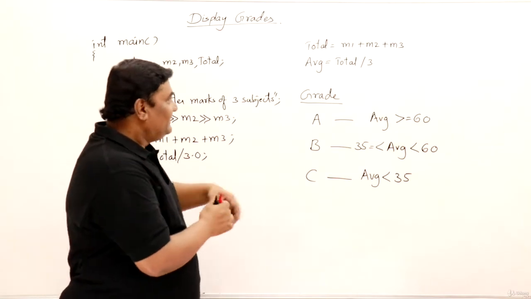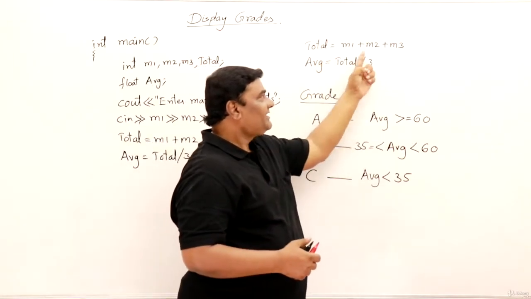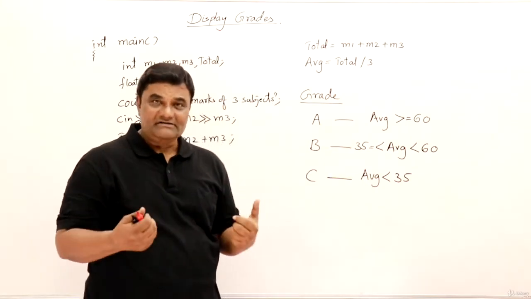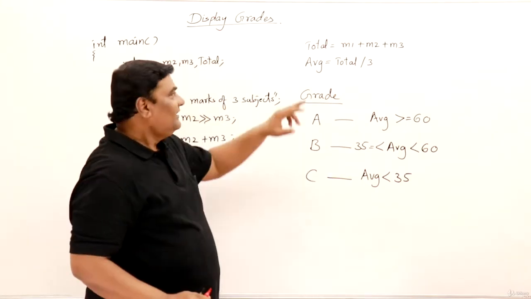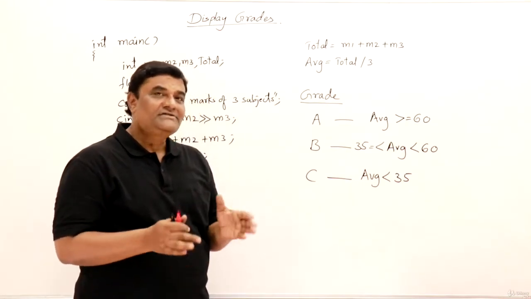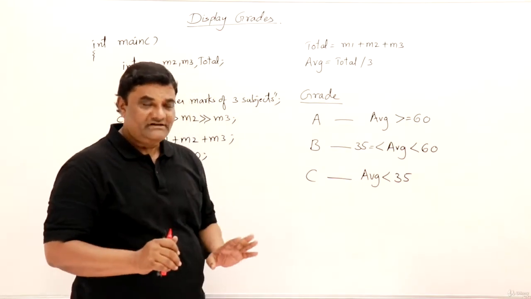See, there are 3 marks from 3 different subjects, marks 1, marks 2, marks 3. We will take input as 3 marks, then find total, then find average. Then based on the average marks, we will display grades for the students.